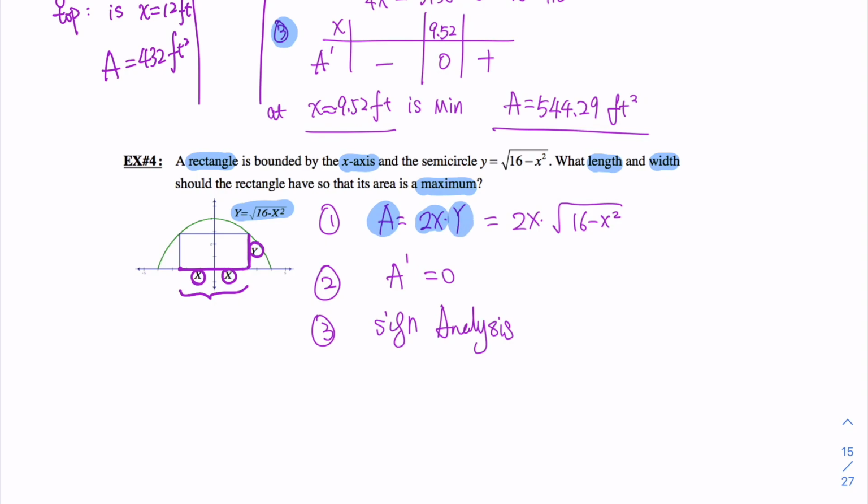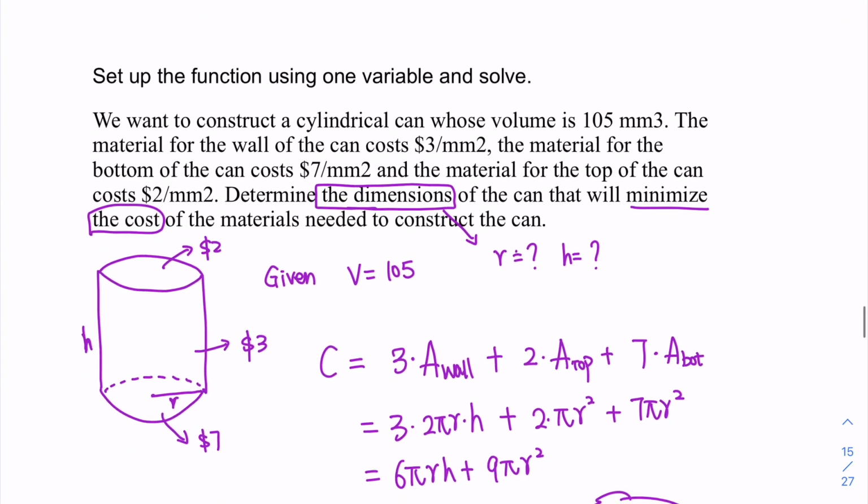What's the relation between x and y? If you look at this point, the coordinate for that point is (x, y), and that point is on the semicircle. So y equals the square root of 16 minus x squared. Then take the derivative, set it equal to 0, find the critical points, and do the sign analysis. Next one.